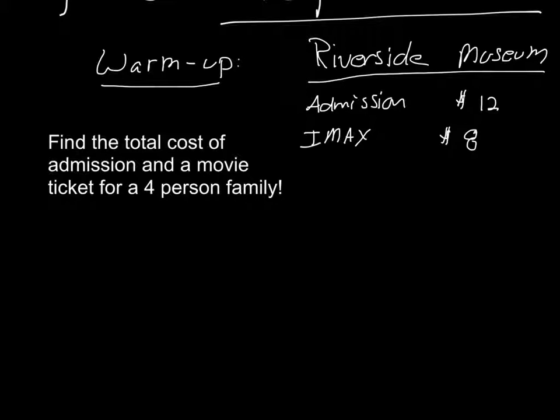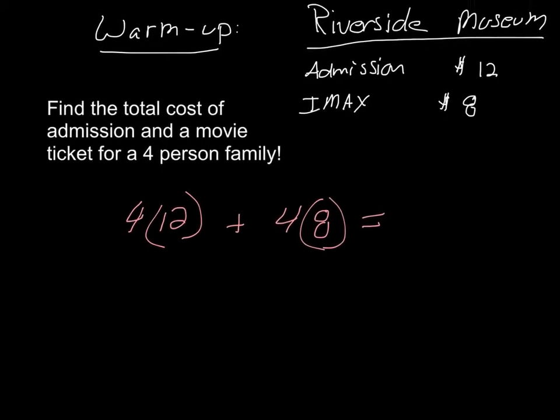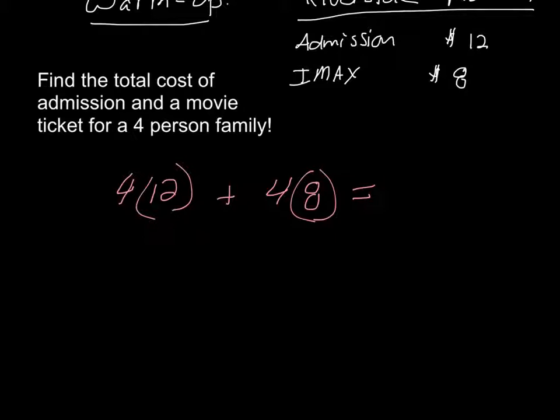Okay, let's talk a little bit about how to do this. If you notice up here, admission is $12 and there's a 4-person family. So every person in the family needs to get into the museum. They need to pay $12. Now, secondly, every person in the family needs to pay $8 to get into the IMAX movie. So if you did it like that, ladies and gentlemen, you are correct. Great job. Now let's talk a little bit about the significance of how this works.